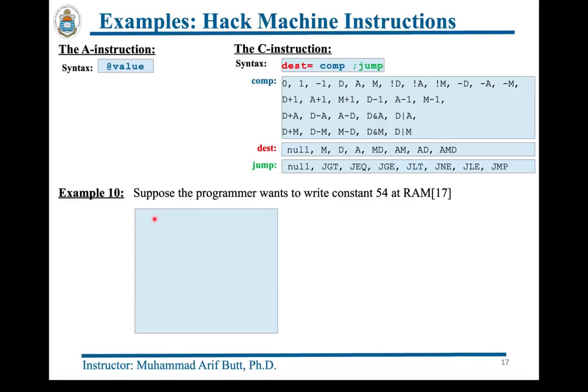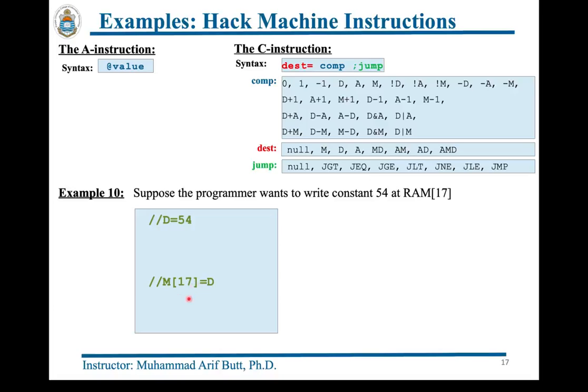Okay dear students, suppose that the programmer now wants to write a constant 54 at RAM location 17. Please pause the video for a minute or so, think it out, see the previous slides, see your notes, and see if you can do it. And meanwhile I'm moving ahead. Well dear students, this cannot be done using two instructions, because first of all we need to place this constant 54 inside the D register, and then we need to use the C instruction for this part as well, that is writing of the RAM.